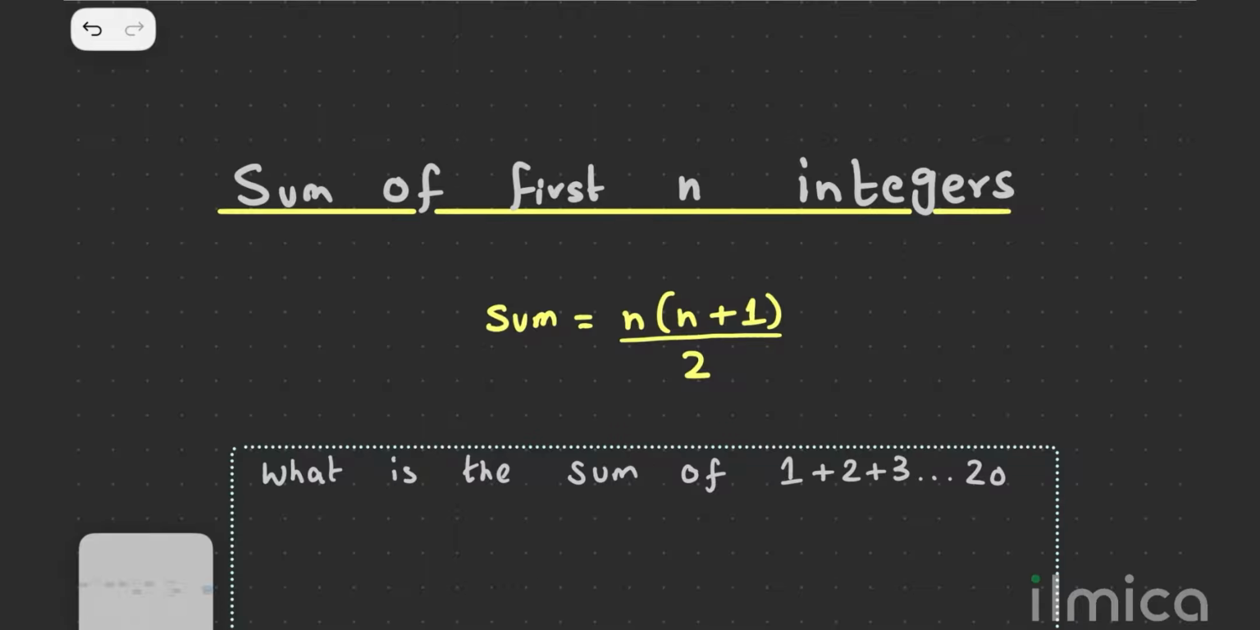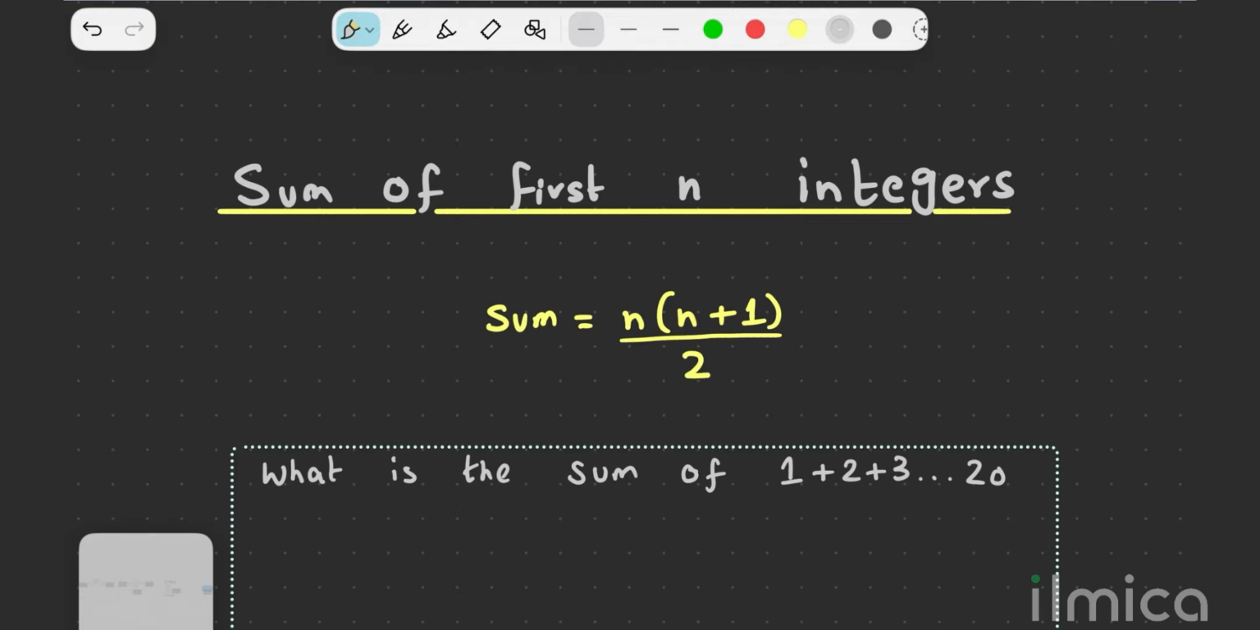Let's take an example question. What is the sum of 1 plus 2 plus 3 dot dot dot till 20? Notice over here that the numbers are starting from 1 and they're basically taking the sum of all the first 20 integers. This is exactly the kind of problem where you have to apply this formula that we have just discussed. Let's actually use it.